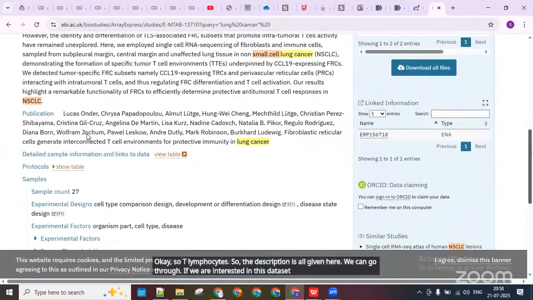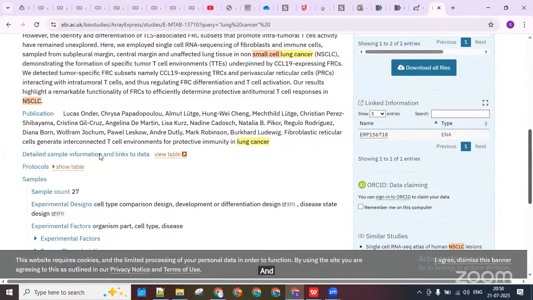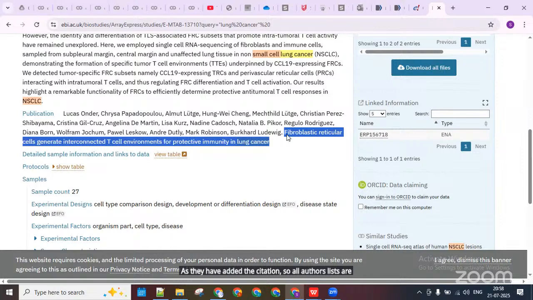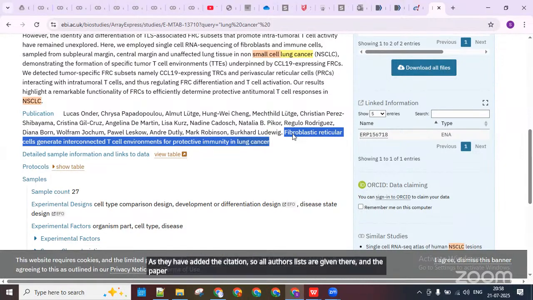We can also see the publication. Since it was submitted in 2024, we have the publication, and we can go to the link of this publication, or maybe we can search based on the authors and the title of the paper. The title is here, as they have added the citation. All the authors are listed there, and the paper topic is given here.